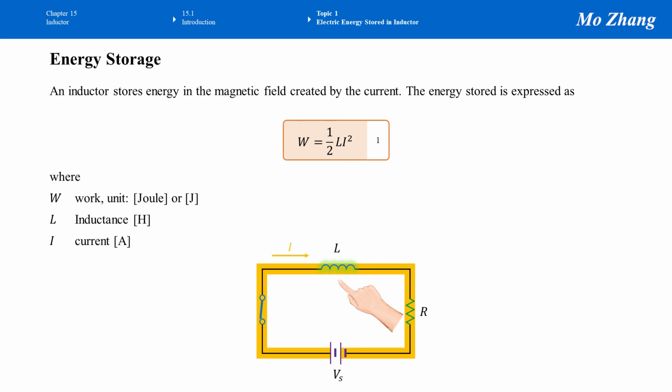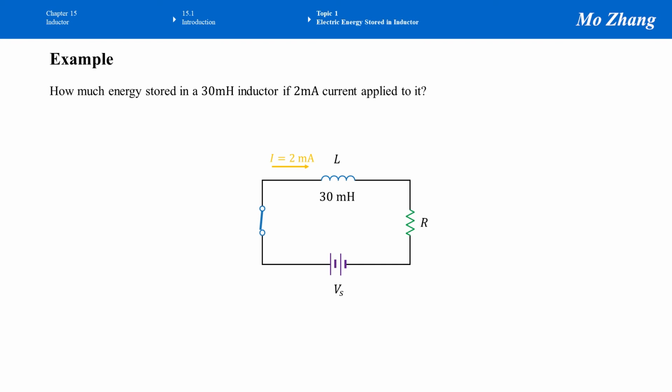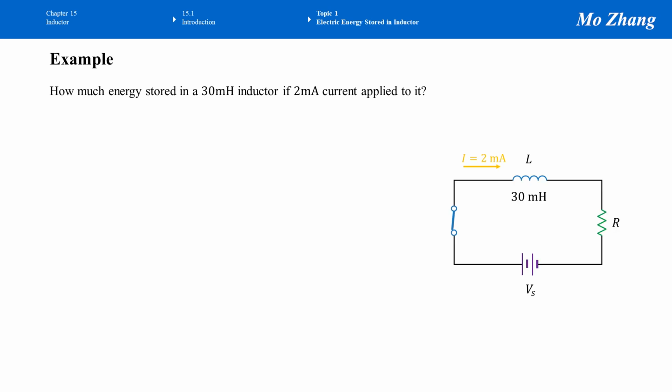Let's work on this example. A circuit has a voltage source called Vs, connected to a switch, an inductor L with 30 millihenry, and a resistor R. A current of 2 milliamps is applied to this circuit. We want to know how much energy is stored in this 30 millihenry inductor. As you can see, we don't know the resistance value, but it is fine. We don't need to know it as long as we know the current and the inductance.